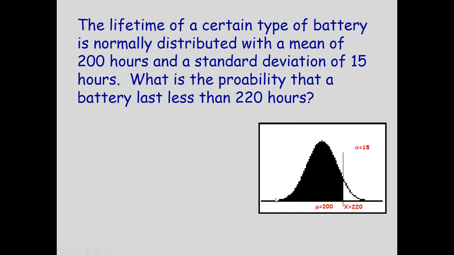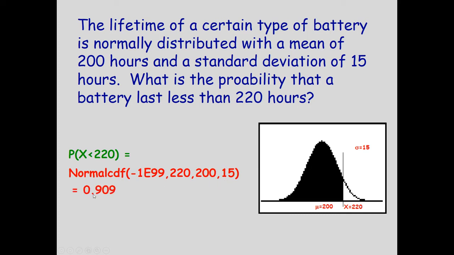So first thing we're going to do is draw a picture centered at 200 because it told us it's centered at 200. It told us it's normal, and it told us the standard deviation was 15. We want to find the chance of lasting less than 220 hours. So we want to find this probability. In order to do that, we're going to use normal CDF. So the chance that x is less than 220 is just going to be the normal CDF from negative infinity to 220, centered at the average of 200 with a standard deviation of 15. That gives you your answer. It's the end of the problem.